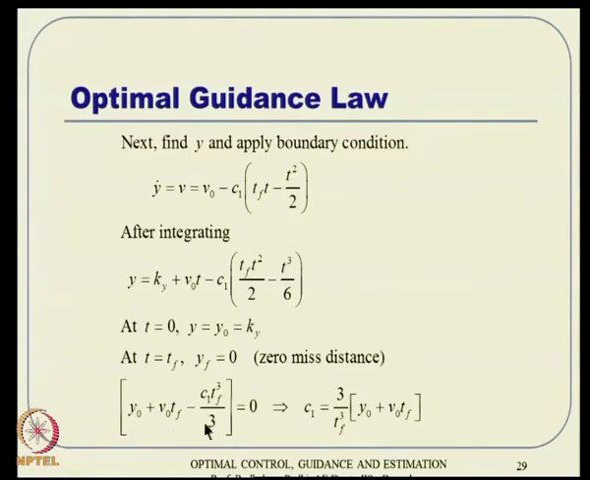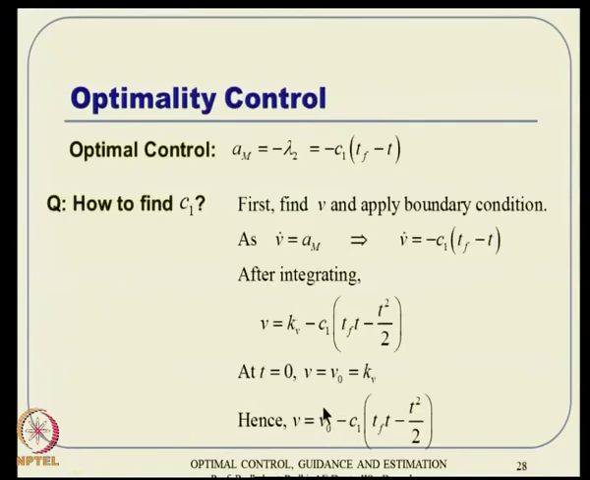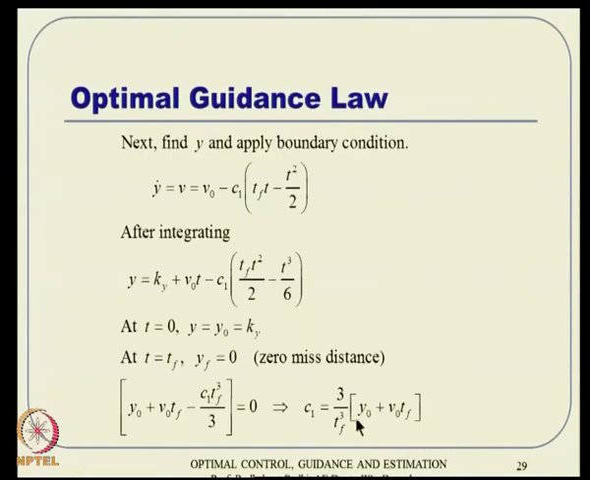The entire thing will turn out to be okay, but at t equal to Tf, yf is also 0, that is the missed distance. So, there we want 0 missed distance in the y direction. We put everything here, equal to 0, and this will finally give us the constant that we are looking for, C1. Remember, C1 into Tf minus T is your lateral acceleration. So now we got C1 here.